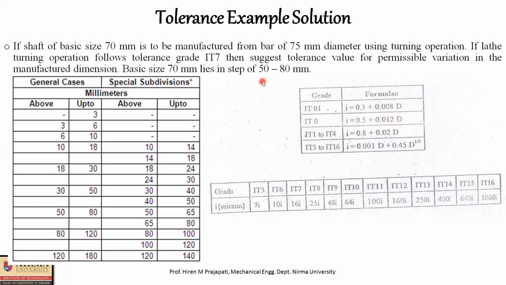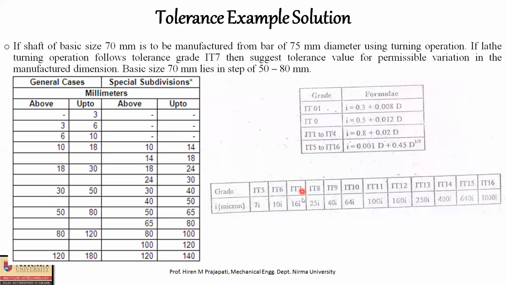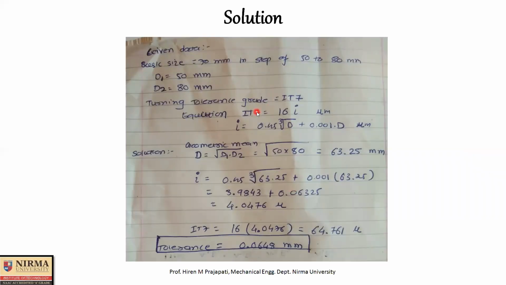Now let's go to the solution. The basic size is 70 mm, which is in the step of 50 to 80 mm. So that's why capital D1 is equal to 50 and capital D2 is equal to 80. Now the turning operation is following IT7 grade. We know the equation of IT7 from the previous table. IT7 is equal to 16 times tolerance factor small i. We also know the equation of tolerance factor. So this is the equation of tolerance factor.